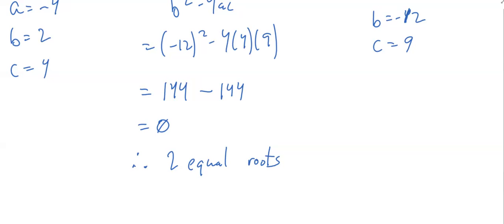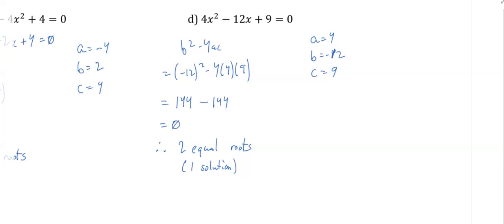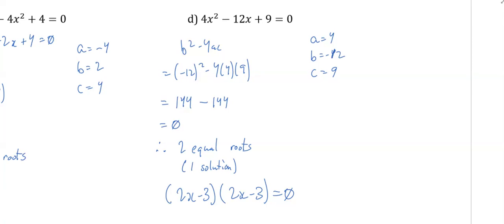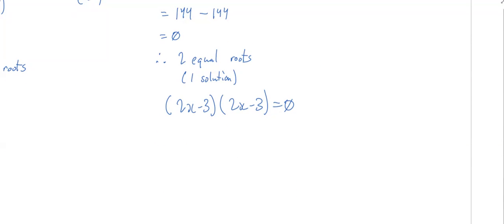If we were to factor this, you would get 2x minus 3 times 2x minus 3, which equals 0. So it's also factorable. If you get 0, it's going to be factorable because 0 is a perfect square. So it's always factorable, and it's always going to be factored this way with two brackets that are the same. We call that a perfect square trinomial. You could write it like this. And it only has one solution, because they would both be the same. If I did both brackets, you'd get 3 over 2 twice.